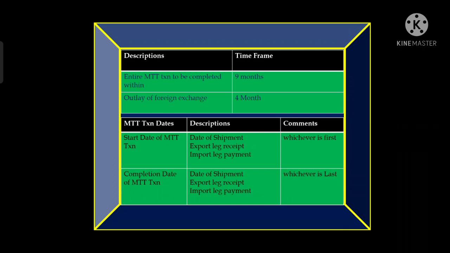Now we will talk about the start date of the merchanting trade transaction and the closure date of the merchanting trade transaction. Which date would be considered as the start date of a merchanting trade transaction?